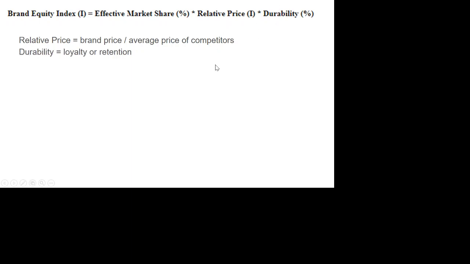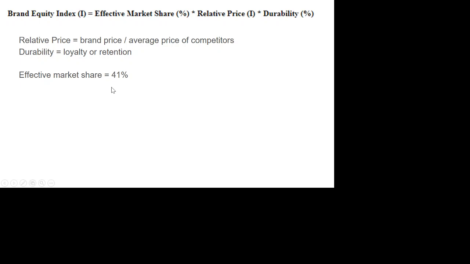So this is what the formula looks like. Brand equity index equals effective market share times relative price times durability. We've already calculated effective market share. These two numbers will be given to you. Relative price is your price as brand divided by the average price of your competitors. Okay. So actually, technically, relative price is not given to you, but the numbers are given to you to allow you to do a very easy calculation. Durability definitely is given to you.